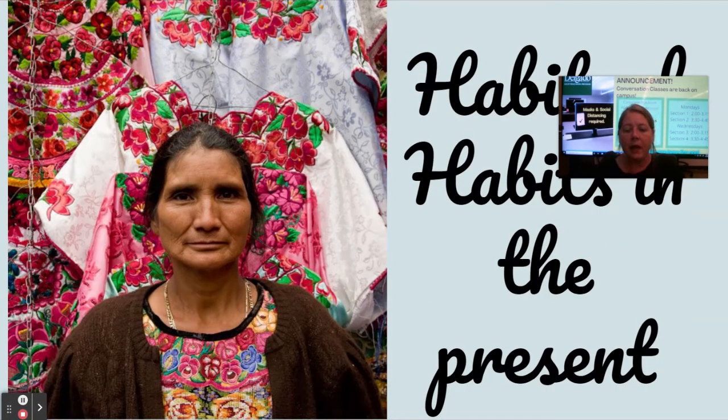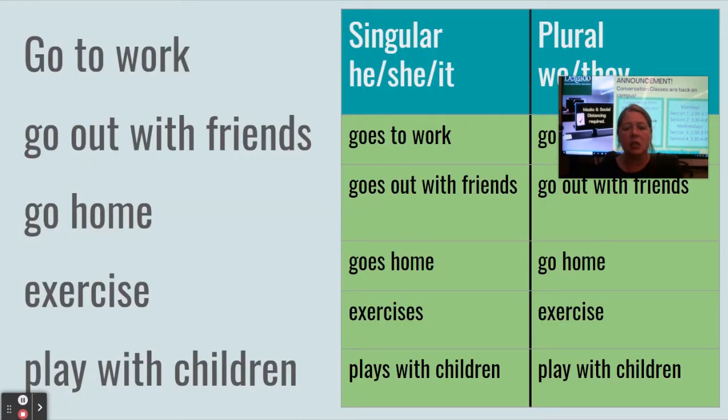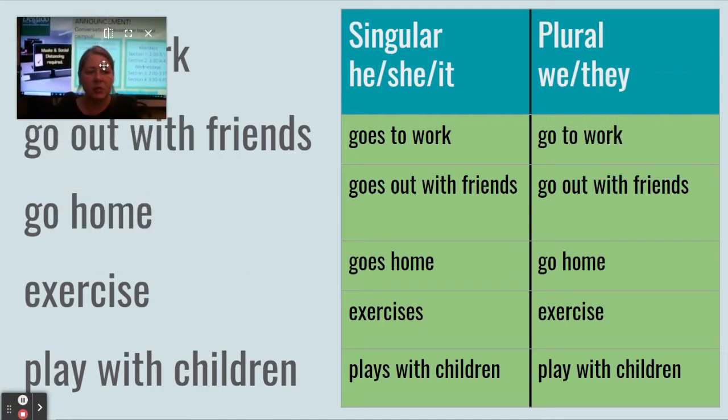All right, and then the last thing that we're going to look at to describe ourselves is our habits, the things that we do. So this lady in the photo, she works in a shop. She makes shirts and dresses. She sells shirts and dresses, right? That's her habit. Those are the things she does regularly. With our regular habits, we're going to just use the present tense, but we still have to pay attention to whether our subject is singular or plural.